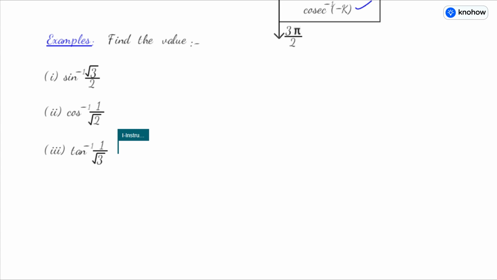Sine inverse root 3 by 2 means what? What is that angle whose sine is positive root 3 by 2? And you know the principal value branch is -π/2 to π/2.